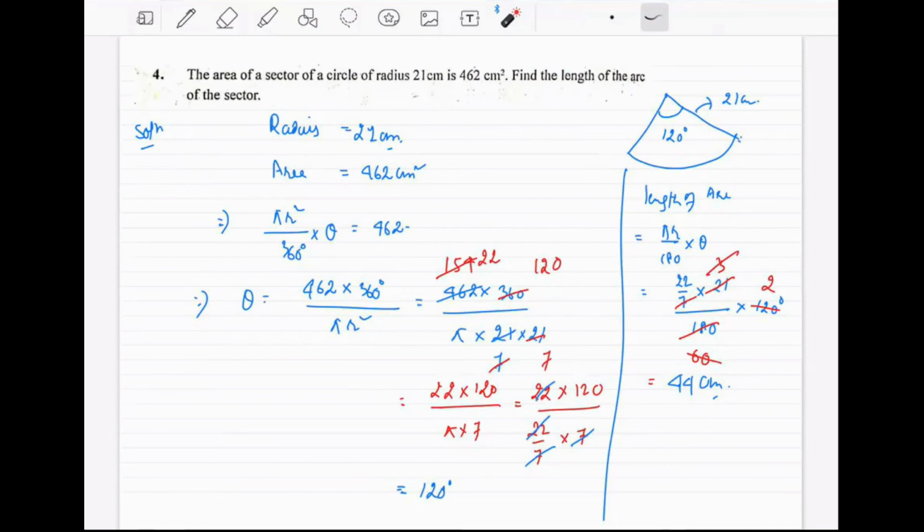Okay, copy this. Not a very difficult one. Anything that you don't understand, you can ask. But I think the question is very easy.